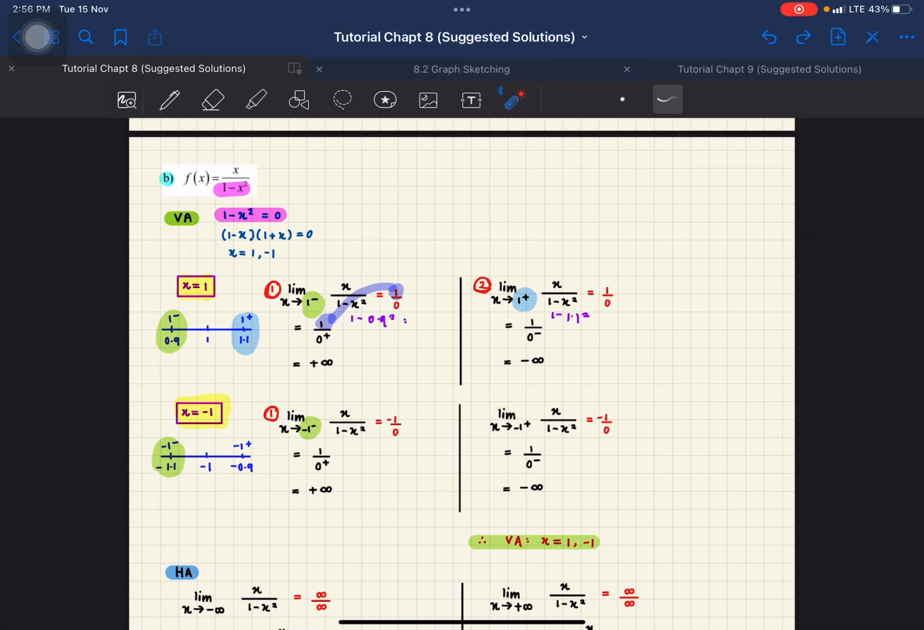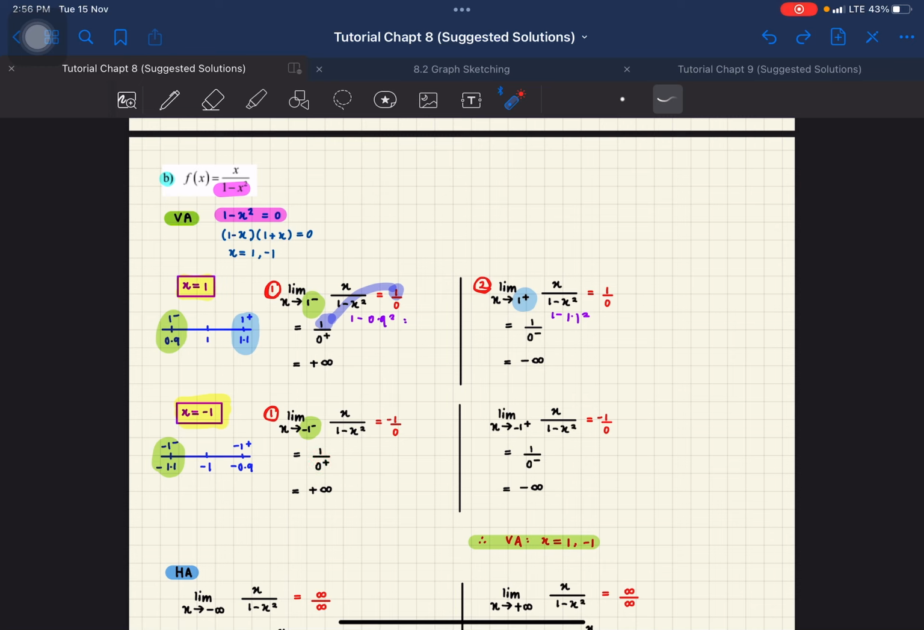Okay, so bila kita try this one, sama juga konsep dia macam yang previous one tadi, macam x equals to 1. Okay, so you will get tadi negative 1/0. So sekarang substitute sahaja negative 1.1 into this one. So you will get something positive.